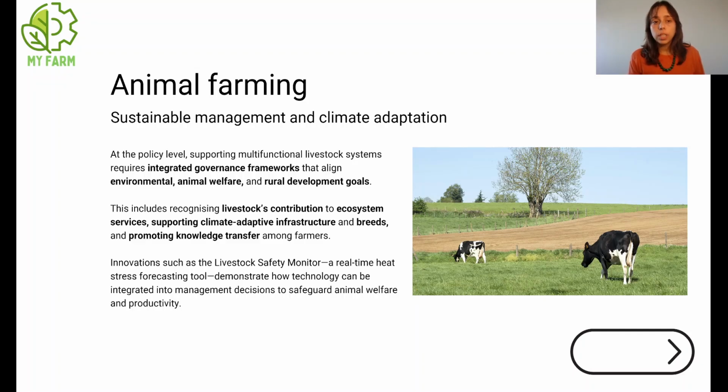At the policy level, supporting multifunctional livestock systems requires an integrated governance framework that aligns environmental, animal welfare, and development goals. These include recognizing livestock contribution to ecosystem services, supporting climate-adaptive infrastructure and breeds, and promoting knowledge transfer among farmers. Innovations such as Livestock Safe Monitor, a real-time heat stress forecasting tool, demonstrate how technology can be integrated into management decisions to safeguard animal welfare and productivity.